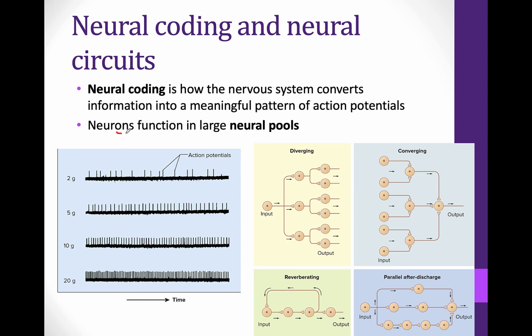We also see that neurons don't just function as one-to-one, they can function in neural pools. So here we've got one input leading to many different outputs. We can have many different inputs that lead to a single output. We can have neural pools that cycle back on each other to help amplify themselves, as well as parallel discharges that send signals down different lengths of pathways, so that the signal comes out at different times depending on the length of each pathway. So our neural system is a lot more complex than just a presynaptic neuron and a postsynaptic neuron.